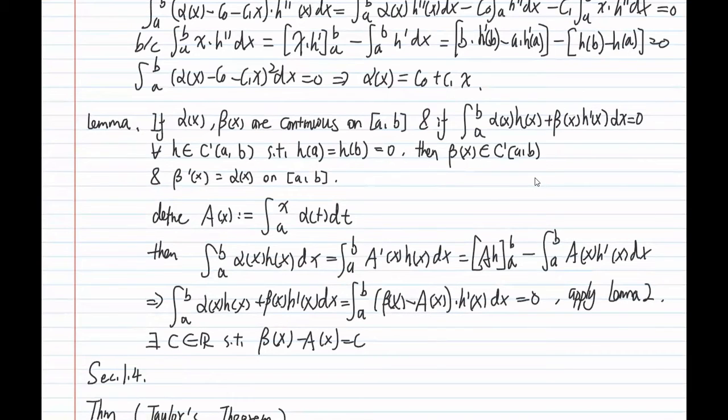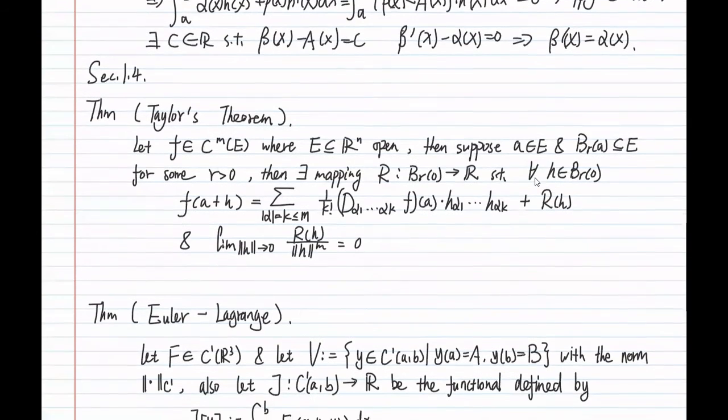And then we differentiate both sides, and then we will get beta prime x minus alpha x equal to 0. Hence, beta prime x would equal alpha x. All right, so that proves the theorem. And now let's move on to section 1.4.